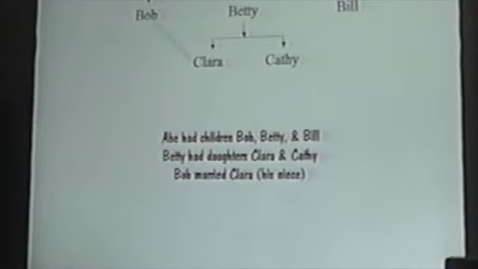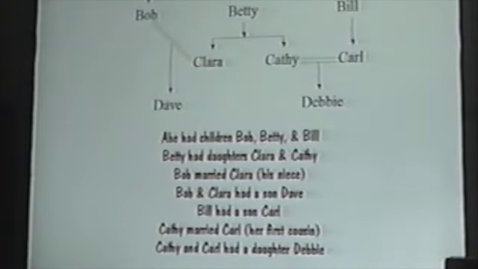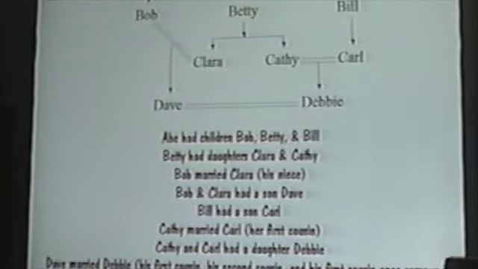Bob married Clara. That was his niece. They had a son, Dave. Bill had a son, Carl. Kathy married Carl. That's her first cousin. Kathy and Carl had a daughter, Debbie. Dave married Debbie, who was his first cousin, his second cousin, and his first cousin once removed. Well, I guess that calculator comes in handy when you want to do that kind of calculation. And again, I have to admit, these relationships are true.